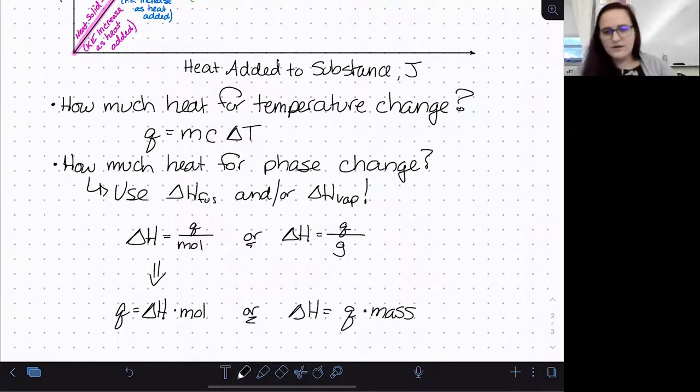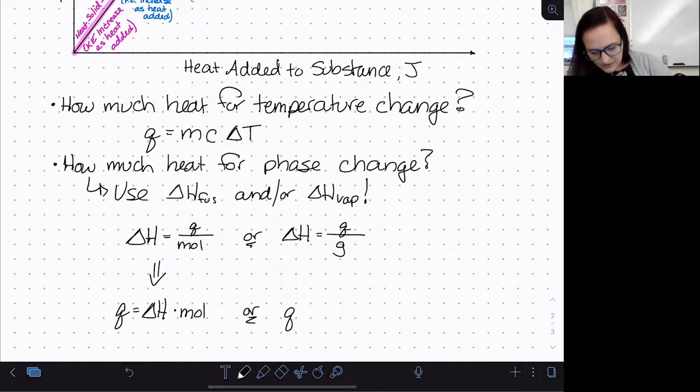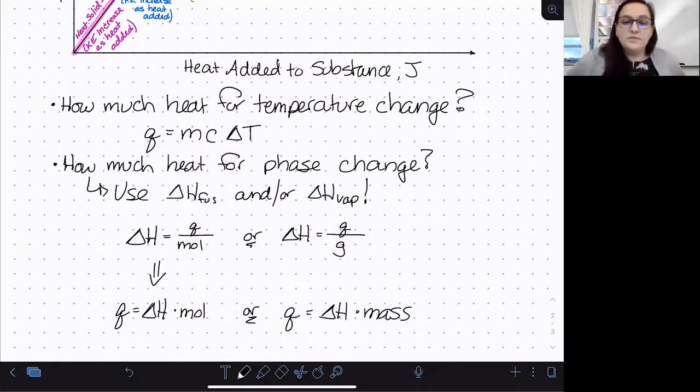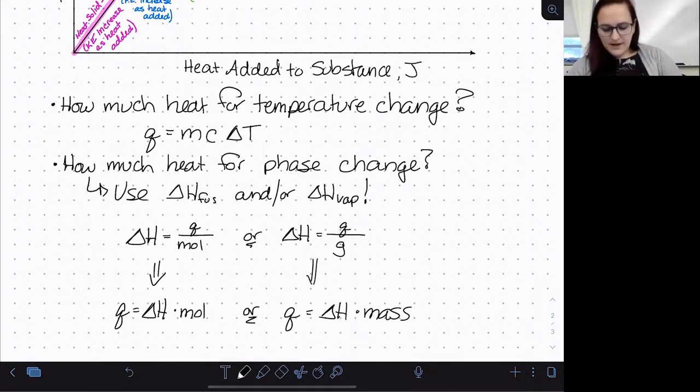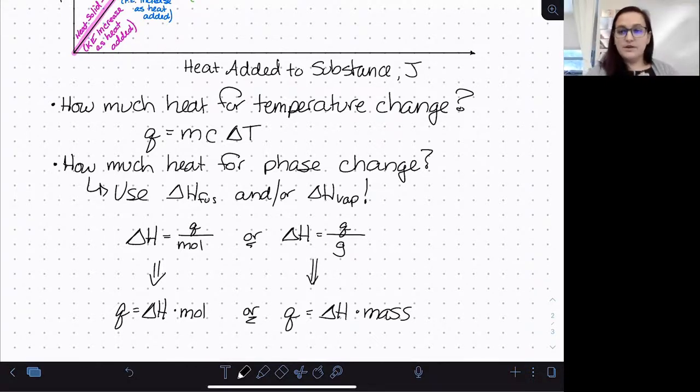Q times mass. Oops, I did this wrong. Q is delta H times mass, or delta H times moles, depending on the unit that delta H was given in. But either way, we can use those to solve for the amount of heat involved in a phase change process.